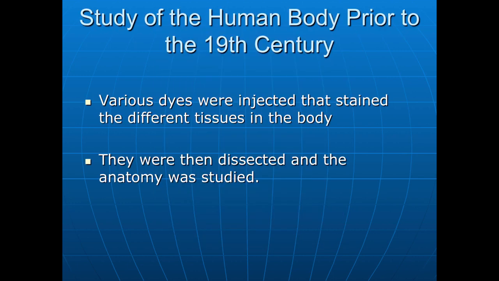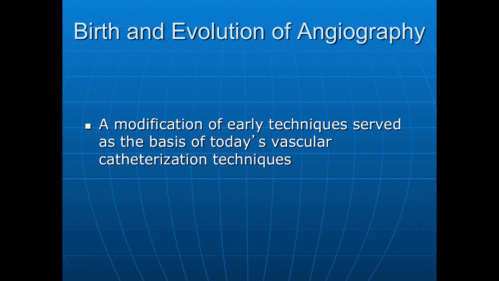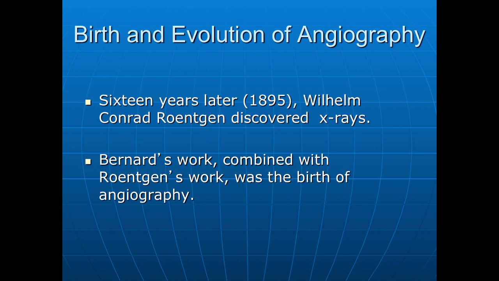So once again, they would take various dyes that they injected into the systems and study the tissues once they had injected those dyes into the system. Even though you may not be very interested in the history, if we look at the history and how cardiovascular science began, what we do today is truly just a modification of the techniques that were used early on when they began this career. How did the birth and evolution of angiography actually come to be?